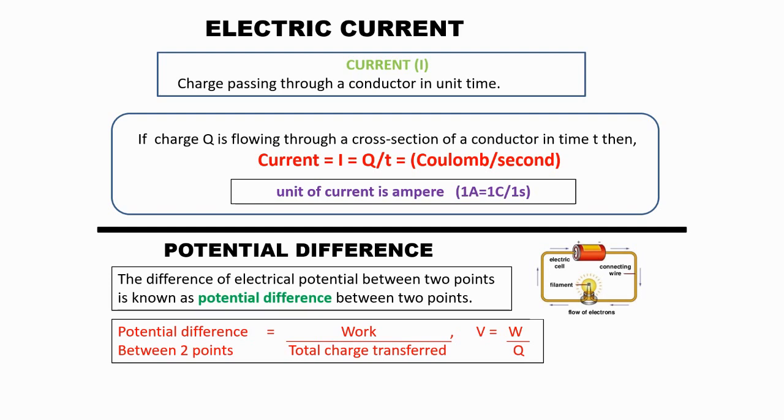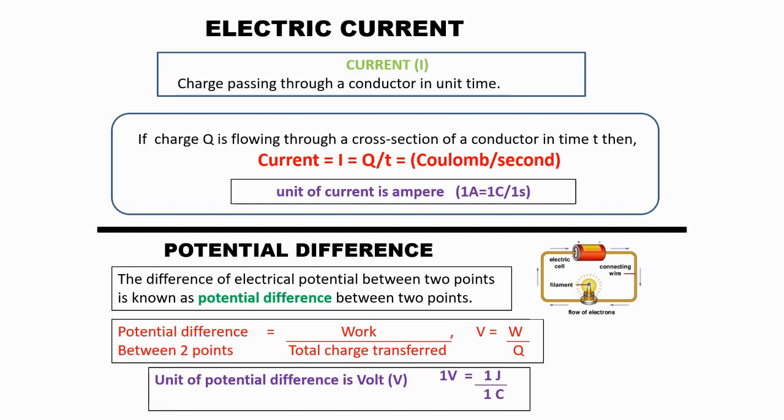Potential difference is denoted by V. So the formula is V equals W upon Q. And the unit of potential difference is volt. And the unit of work is joule and charge is coulomb. So 1 volt equals 1 joule upon 1 coulomb.